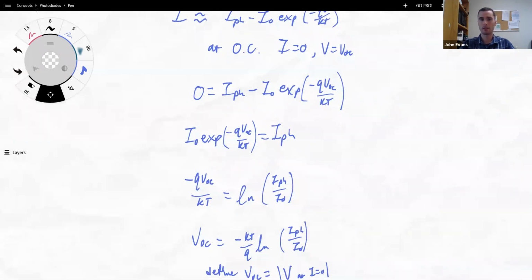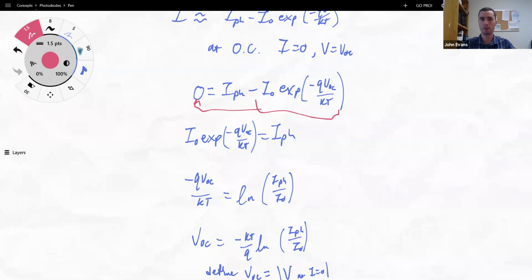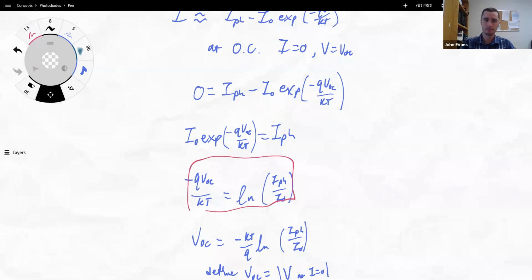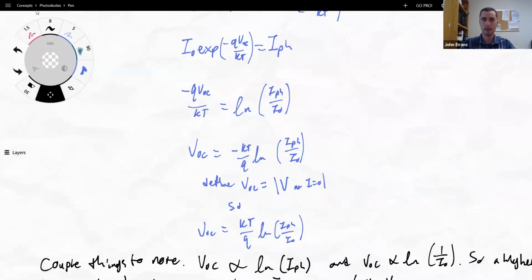All right, so what we're going to do is move the photocurrent, we're going to move our majority carrier current over to this side of the equation, just like so. We're going to set them equal to each other. Then we're going to take the natural log, end up with this over here, and then solve for VOC. So we get this minus kT over q, natural log of this.